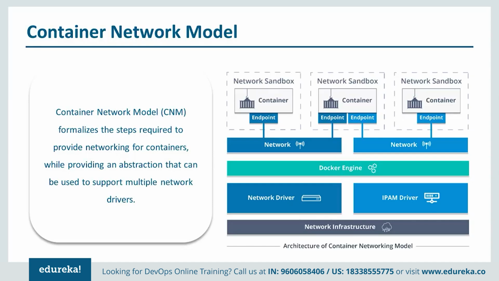A container network model is basically built on three main components: the sandbox, endpoints, and the network object itself. A sandbox contains the configuration of a container's network stack. This basically includes the management of the container's interfaces, routing tables, and DNS settings. Now, a sandbox may contain many endpoints from multiple networks, right? An endpoint is something which joins a sandbox to a network. An endpoint can belong to only one network and only one sandbox. And finally, a network is a group of endpoints that have the ability to communicate with each other directly.